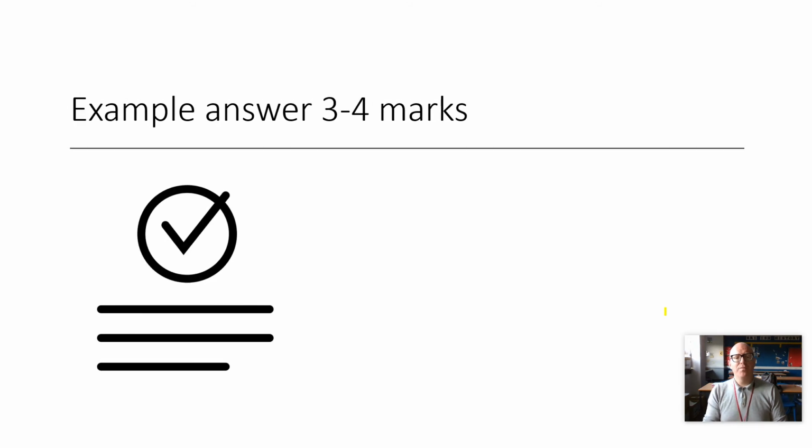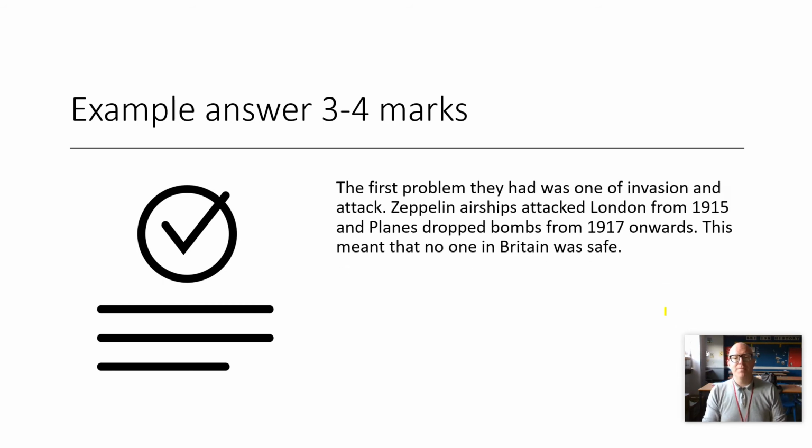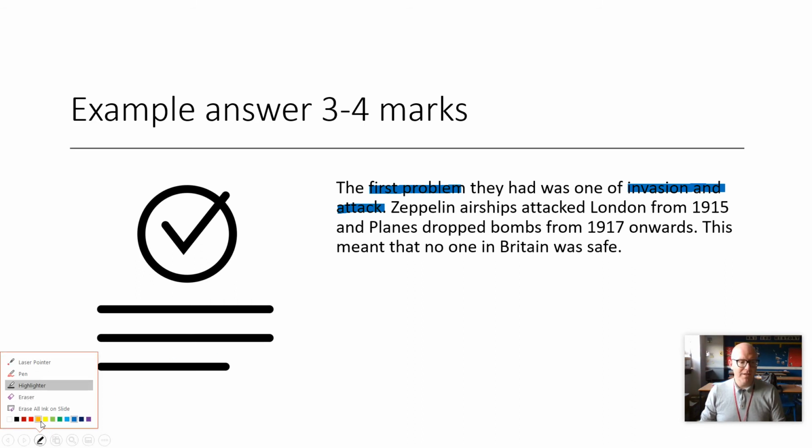So how do we get more? How do we up it? Well, our PEE structure will help us out here. So you can see what we have here. Firstly, let's take our little blue. The first problem was one of invasion and attack. So there's the point that has been made.